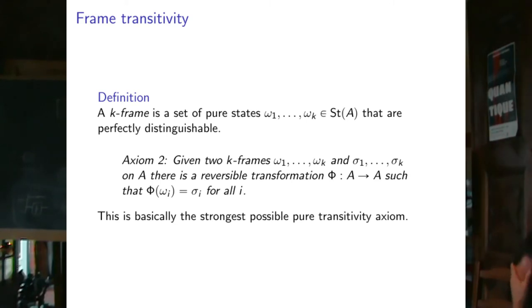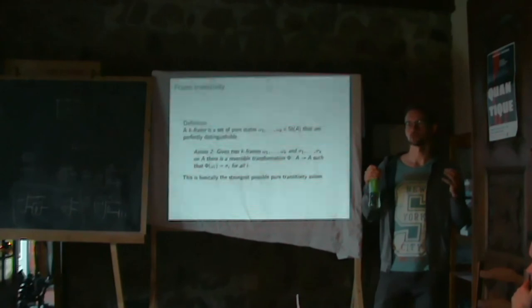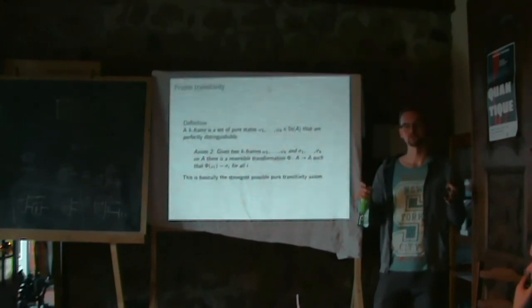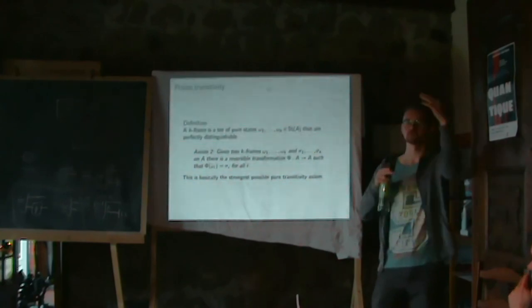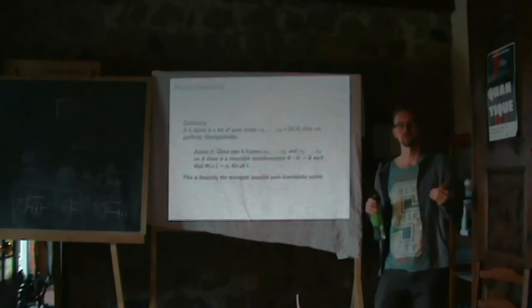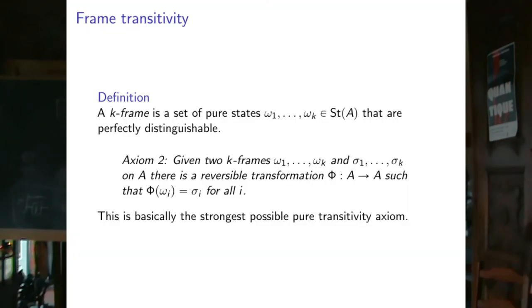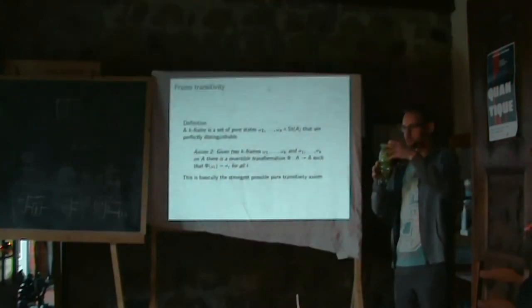A K-frame is just a set of K pure states that are perfectly distinguishable. And then their axiom says, given two K-frames, there is a reversible transformation that maps each of the elements of one frame to the other frame. So if you think about quantum theory, a frame would consist of orthogonal normalized vectors. And if I have two such orthogonal sets of vectors of the same size, I can of course find a unitary matrix that maps one to the other. Right? So this is a property that's satisfied by quantum theory. It's basically the strongest possible pure transitivity axiom. It relates single pure states, and pairs and triples. And, yeah.